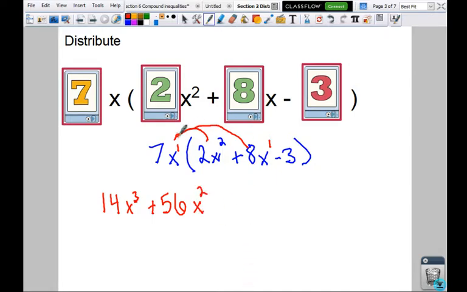And then 7x to the 1 times, I can't forget this is a negative 3 right there. That negative stays with that 3. 7 times negative 3 is negative 21. And then there are no other variables, so I'm just going to write down my x, or my x to the 1, doesn't really matter. When it's 1, you don't have to write the exponent, but if you do, it's not 1.